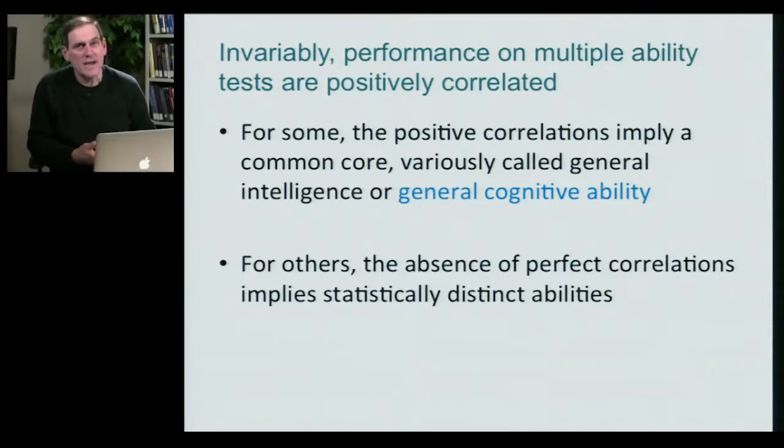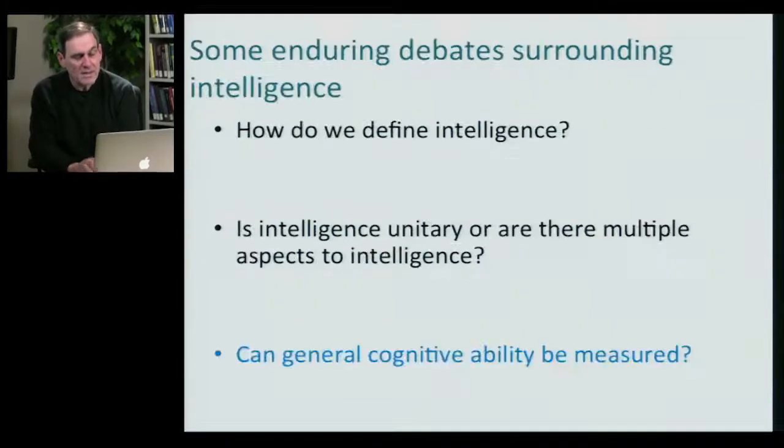You certainly cannot do that. But a single number does tell you something important about an individual. It doesn't tell you everything important about him or her, but it does tell you something important about that individual. The last debate is, can we measure general cognitive ability?